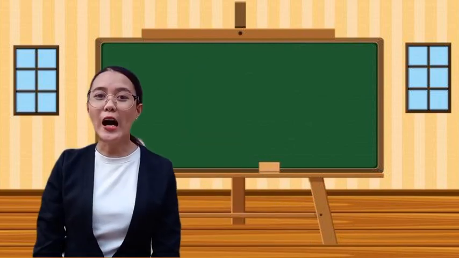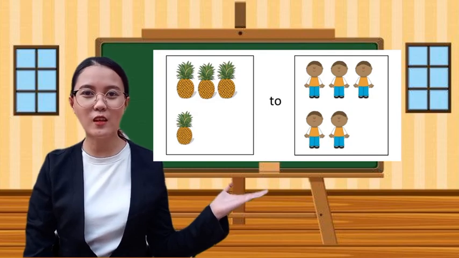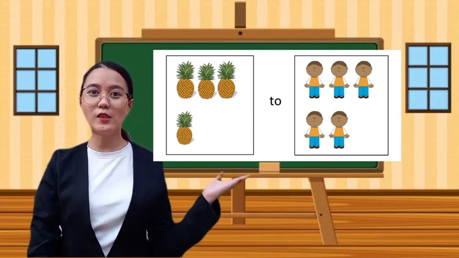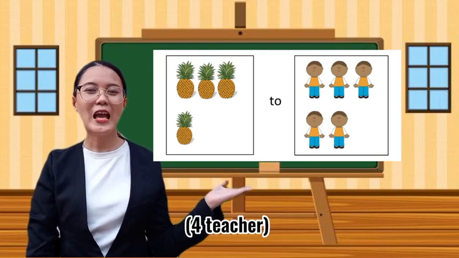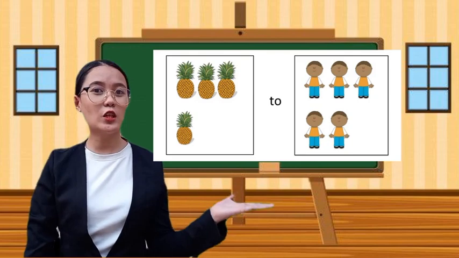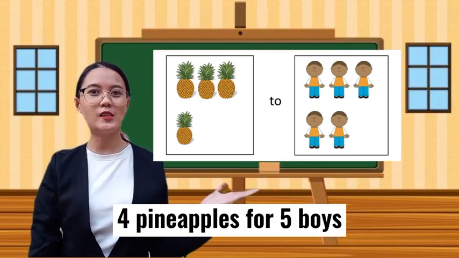Very good. Now, I want you to take a look at this picture. What can you say? Very good. How many pineapples are there? How about the boys? Now, this illustration means that there are 4 pineapples for 5 boys.